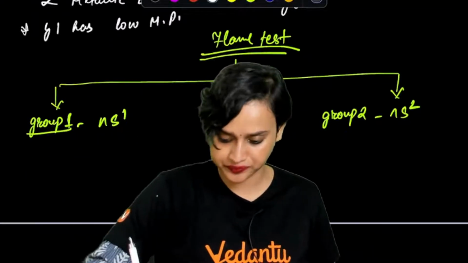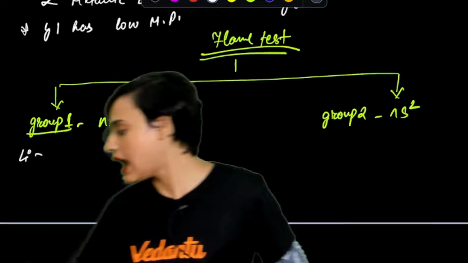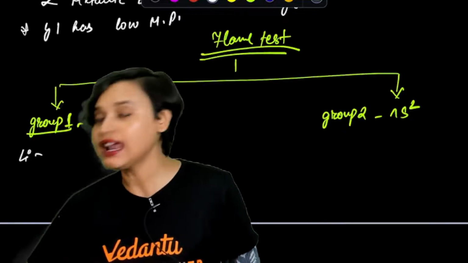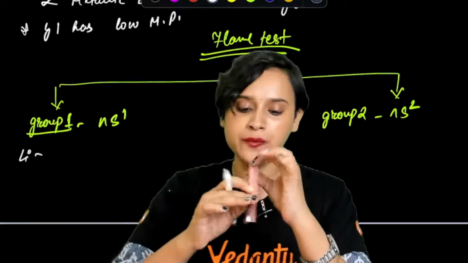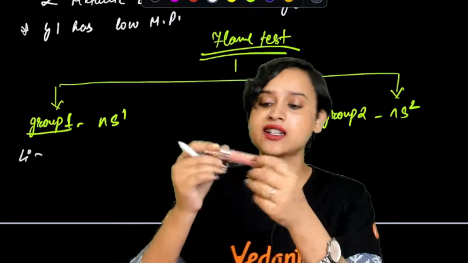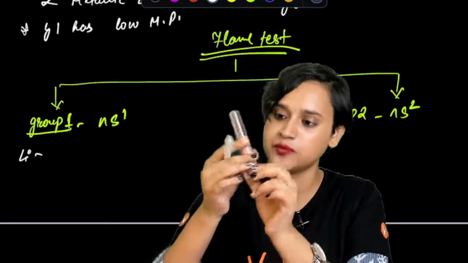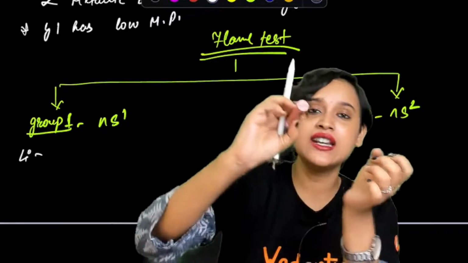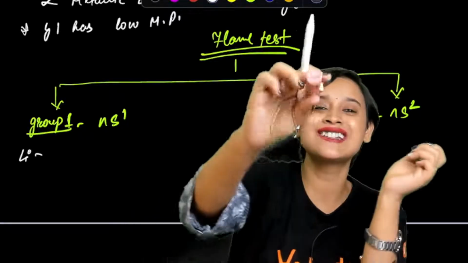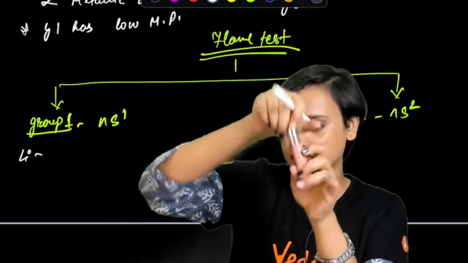So let's write it down. First of all, what do you have? Li. Li is crimson red in color. Do you know how I remember? This is actually my favorite lipstick. This is called Lakme, and the shade is crimson silk, and it is red in color.